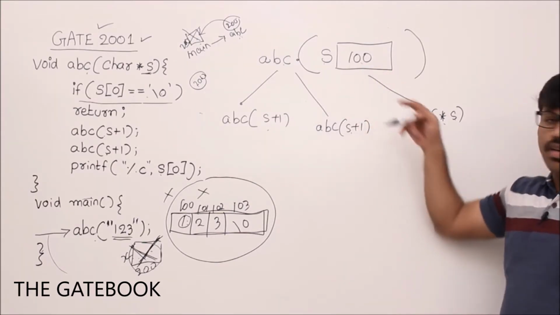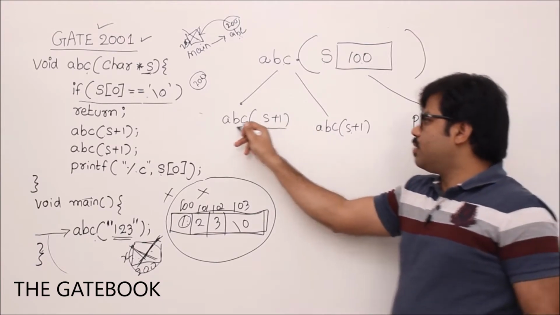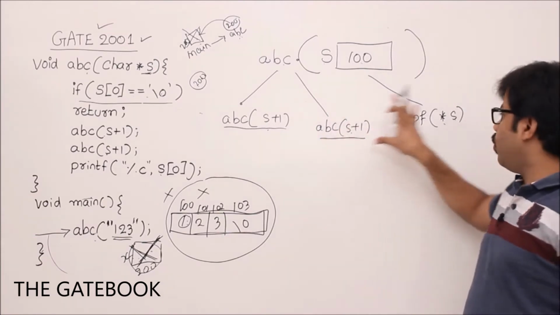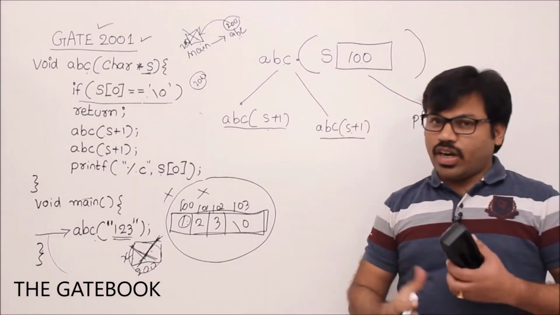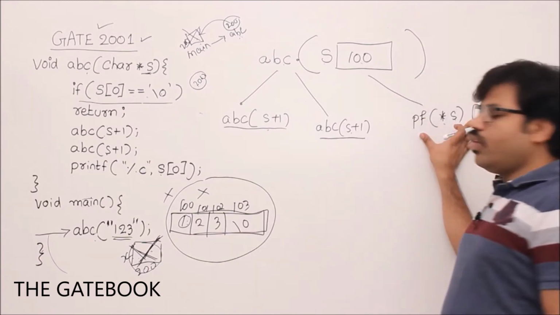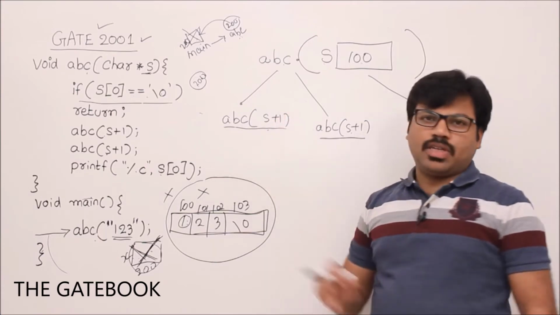Yes, s is 100 now, but I don't know what happens in the future, because you are executing this method and this method. Only after executing these two methods will you come there, and at that time, whatever s has, you take it. Okay, now it is better we go with star s rather than a particular value. Now come to ABC of s plus 1.